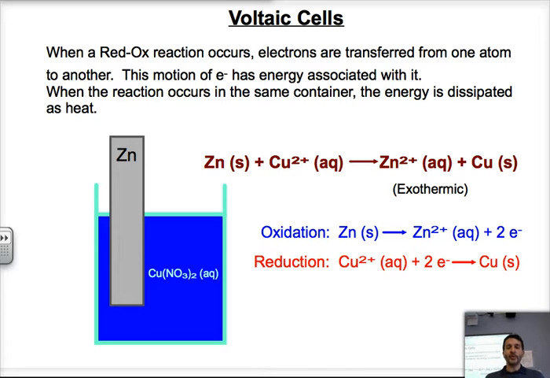All right. Now, if we can separate the process of oxidation and reduction and allow the electrons to travel through a wire, through some type of conductor, we can generate an electrical current. And that's what a voltaic cell is. It's something that allows us to generate chemically an electrical current. And that's the principle behind all the batteries that you use.